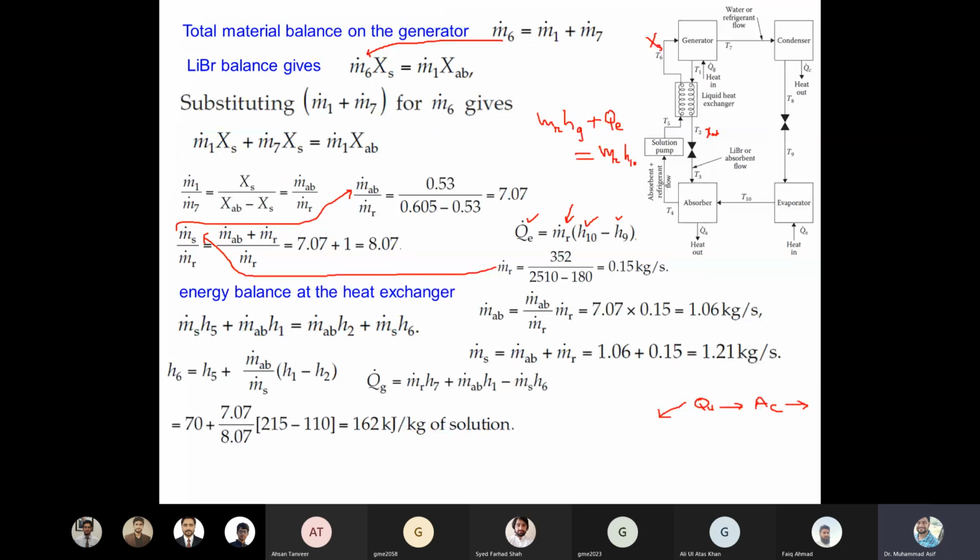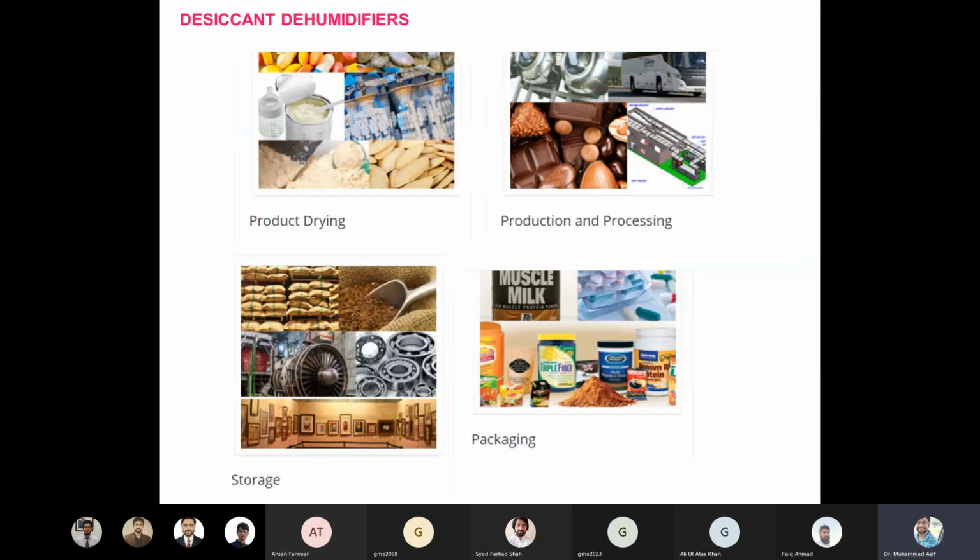So let me continue. The third application is basically the desiccant dehumidifier. Again, solar utilization is one of the important applications in the solar desiccant dehumidifier. Desiccant dehumidifiers are used at a domestic level as well as in industrial applications.